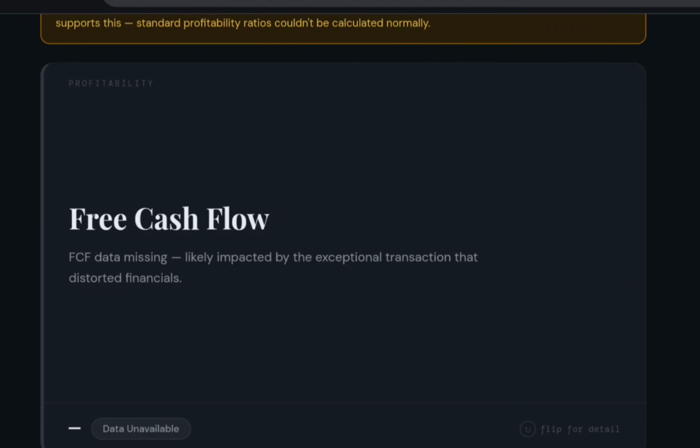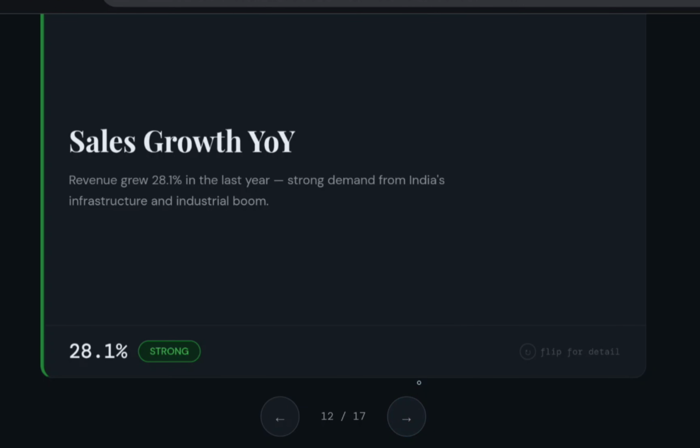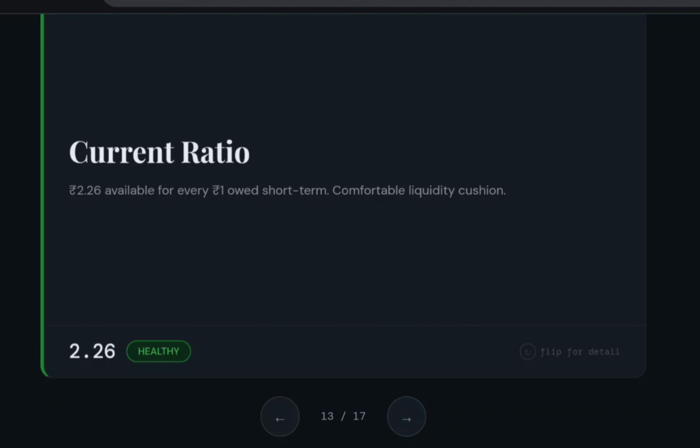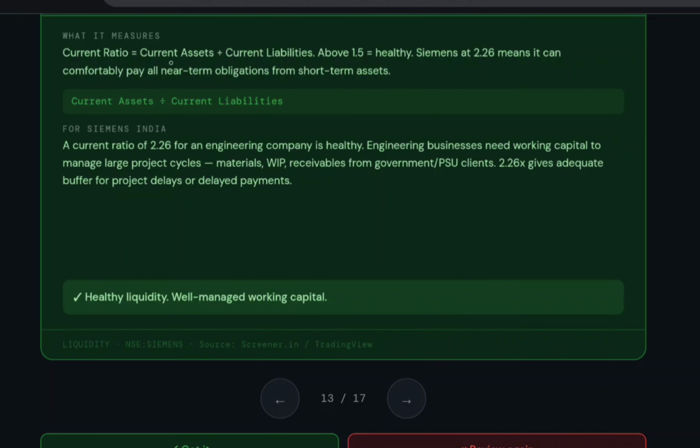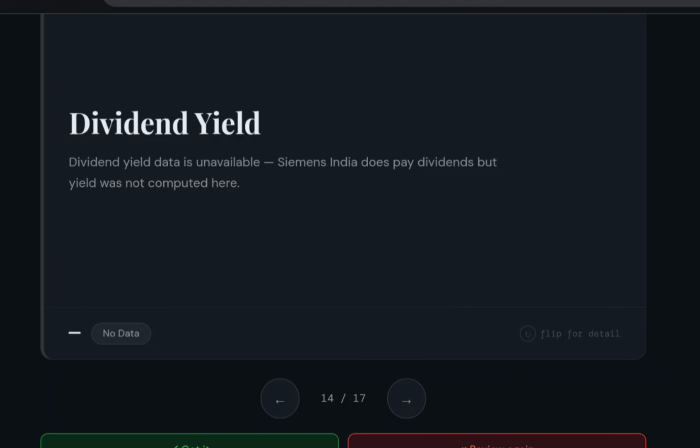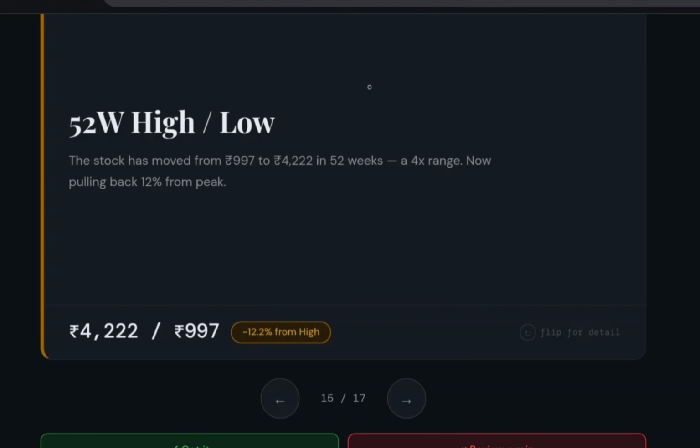Next one I have captured is sales growth year on year. Then next one I have captured is the current ratio. What is the current ratio? This is current assets over current liabilities. So above 1.5 is healthy. So it is 2.26, which means its current ratio is healthy. Next one I have captured is dividend yield. Then next one captured is the 52-week high or low. You can check from there.